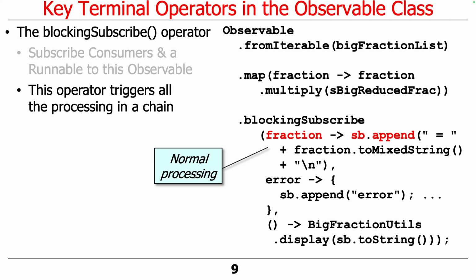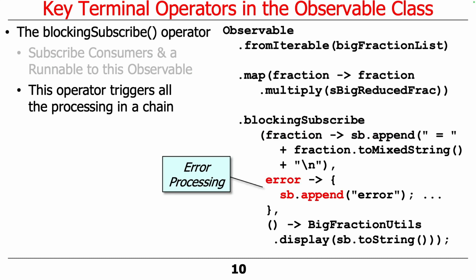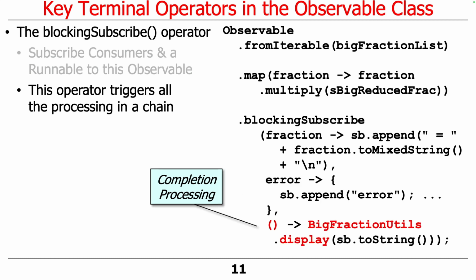In this particular case, you can see the normal processing of this example, which is going to take a bunch of big fractions in a list and multiply them by some constant. The normal behavior, the onNext behavior, is just to append the results into a string buffer. If an error occurs, like an exception is thrown, such as an arithmetic exception, dividing by 0 or whatever, in that case we're going to append error into the string builder. And then finally, when everything finishes correctly, in other words, when all the elements are emitted from the big fraction list and multiplied and so on, we're going to go ahead and cause the string builder to be turned into a stream, and then we'll display it.